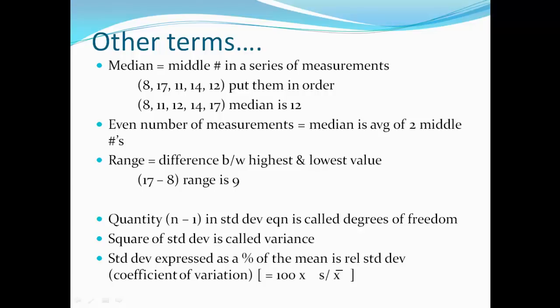The square of the standard deviation, or S squared, is called variance. Sometimes they ask you for this in certain problems, so you just have to remember that variance is just the standard deviation squared. When they talk about coefficient of variation or a relative standard deviation, these things mean the same thing, okay? So more than likely, I'll probably call it relative standard deviation because it's a lot easier to remember. All that is the standard deviation expressed as a percent of the mean. So 100 basically times standard deviation divided by your average. That is what relative standard deviation is. All right, let's move on.